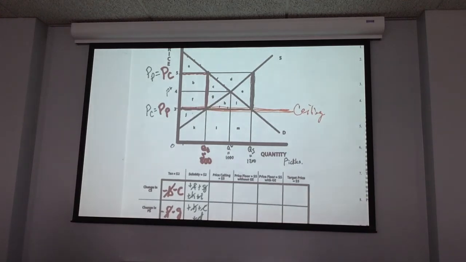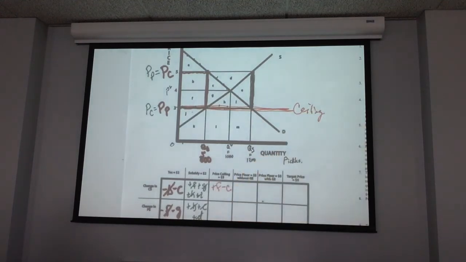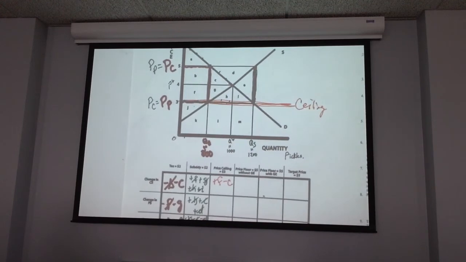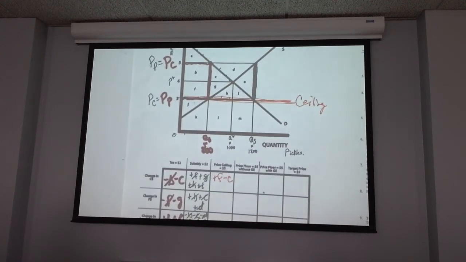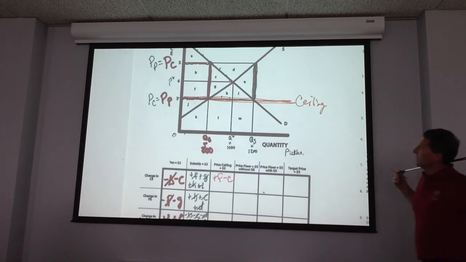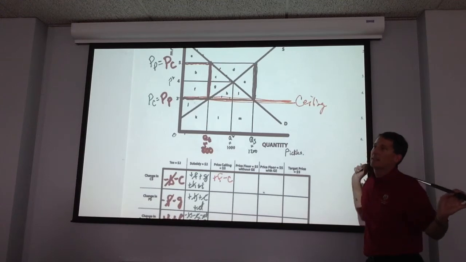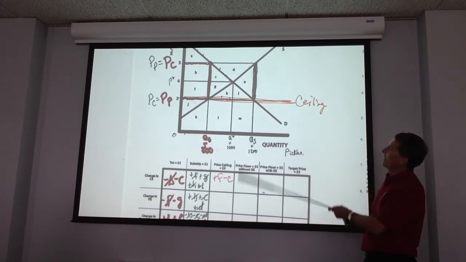Alright, so let's see here. Plus F minus C. How about them producers? How are they feeling about this thing? Producer surplus is the difference between the price that they actually get and the minimum amount they need to get for each unit sold. They lost F and G.